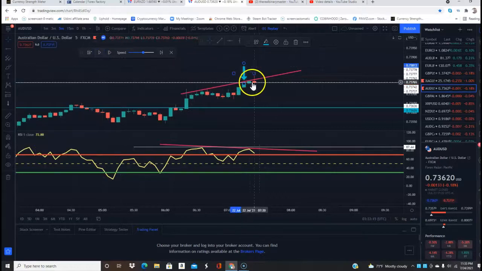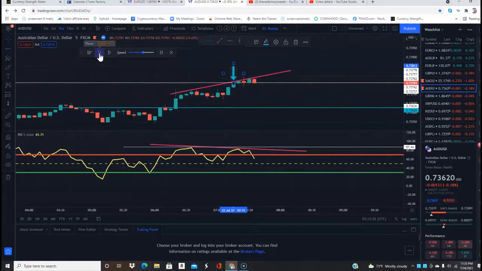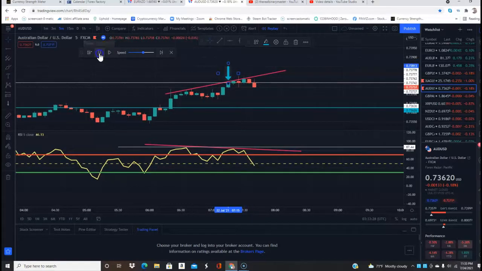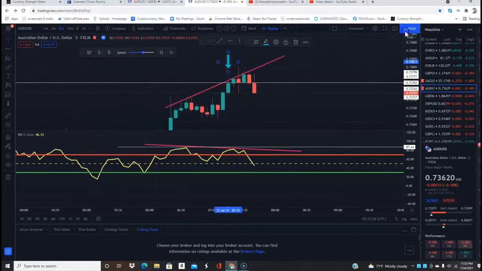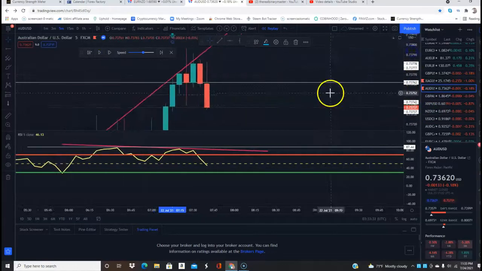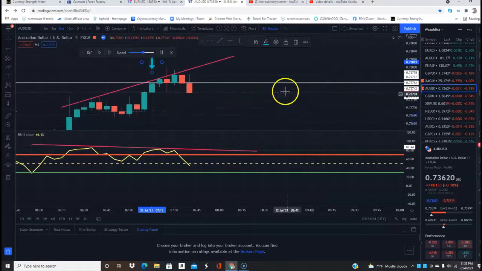So now it looks like we're starting to get that rejection. It's clear that we have a divergence, very clear now. Now we're possibly waiting for that bearish engulfing candle. What's that? Did it give it to us there? Okay. So this is a bearish engulfing candle. Price engulfed completely this candle.